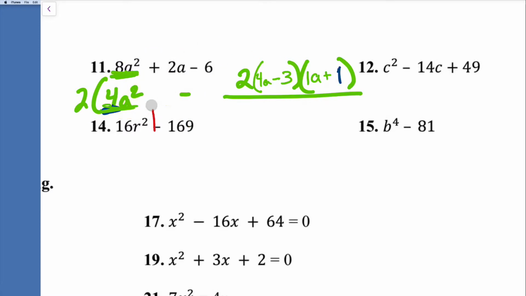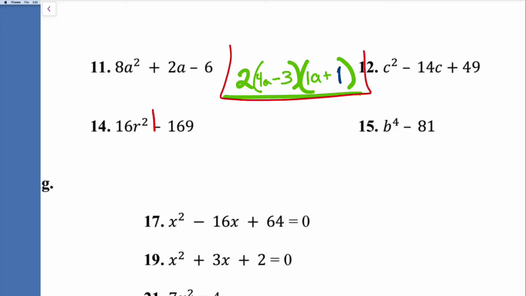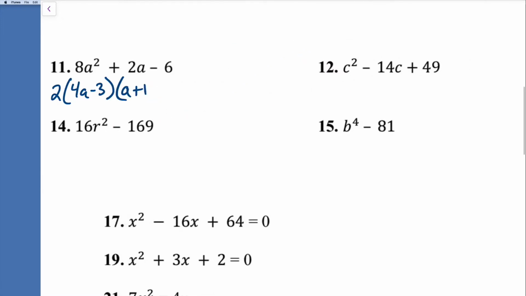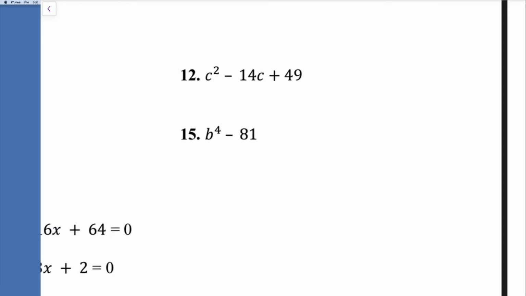So here we go. That's the answer to that problem right there. That's that quadratic equation being factored out. So let me write the answer over here: 2 times 4a minus 3, and then a plus 1. So let's work out some more. All right, next. Ooh, another tricky one.